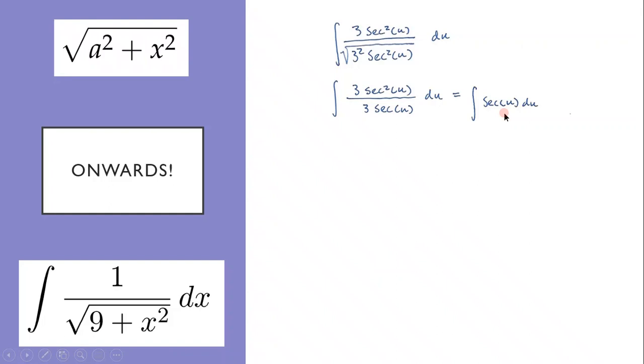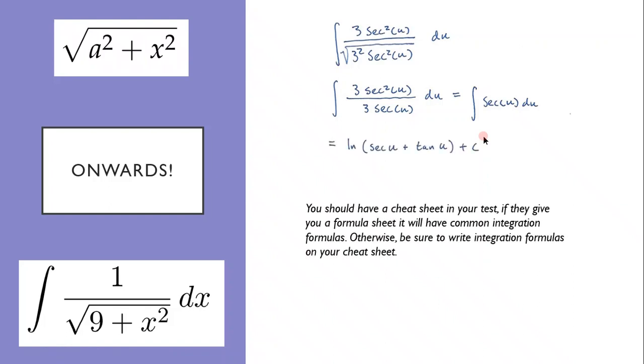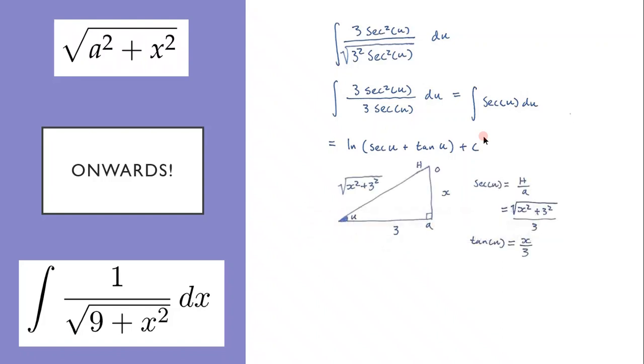Now you get to this section. What is the integral, what is the antiderivative of sec u? You're going to have a look at the formula sheet in your test or your cheat sheet, unless the question wants you to derive that as well. So there you go. And then to figure out sec u and tan u, you use the triangle, and then you substitute this into the formula. And don't forget your plus c.